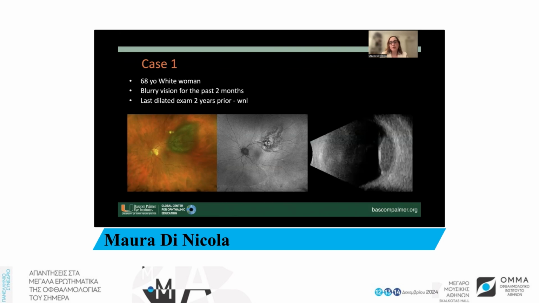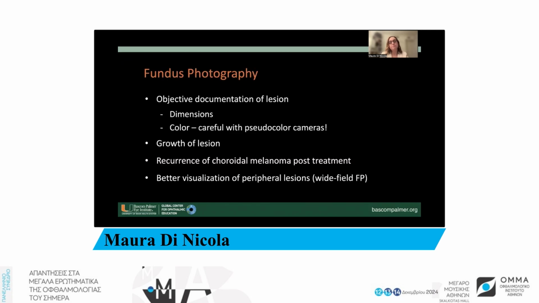So we decided to obtain a B scan, and the lesion appeared to be dome shaped with low internal reflectivity. All of these characteristics are pretty typical for choroidal melanoma. So the patient was diagnosed with choroidal melanoma, treated with plaque brachytherapy, and responded well to treatment.